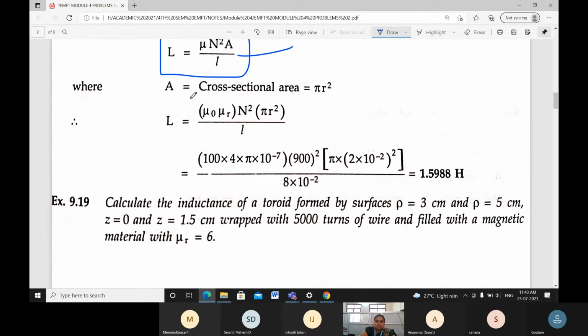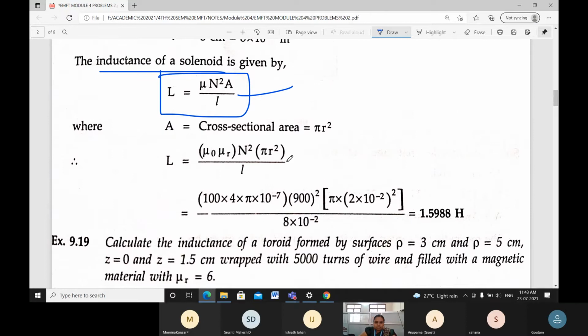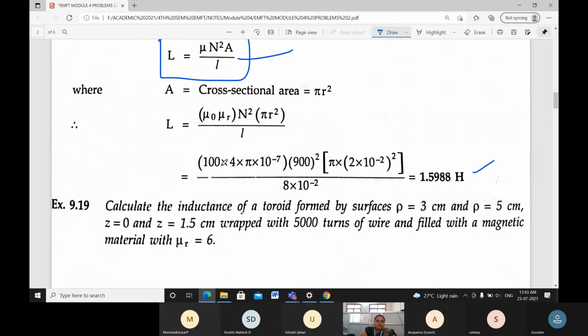Just substitute all the values here. We know each and every term. Just substitute in the equation and use a calculator to work it out. We will be getting 1.5988 Henry. This is one more small problem.